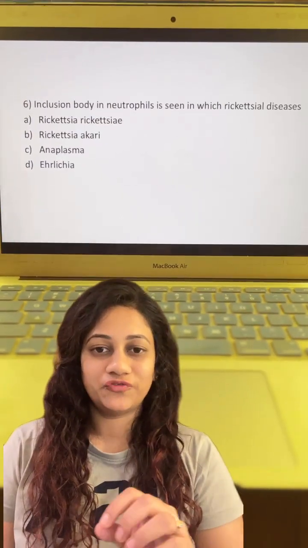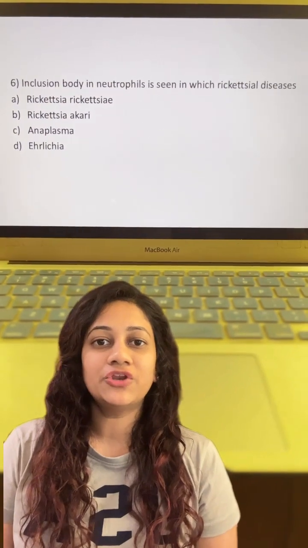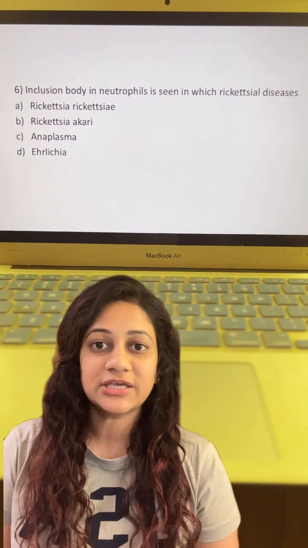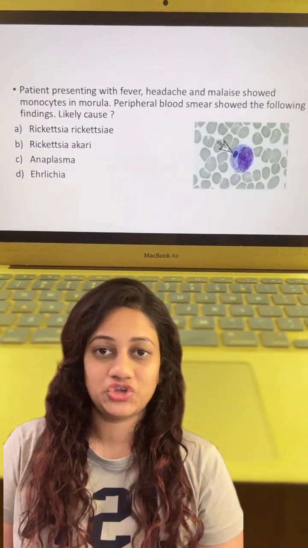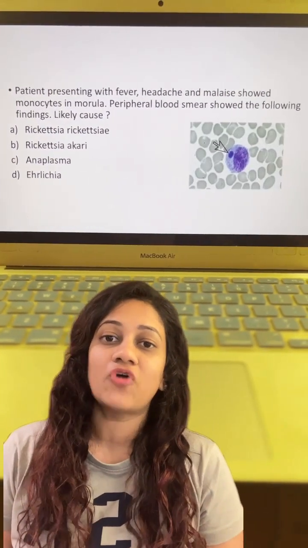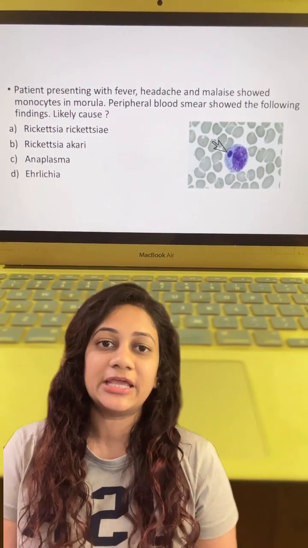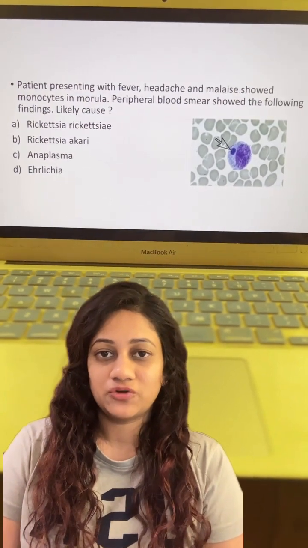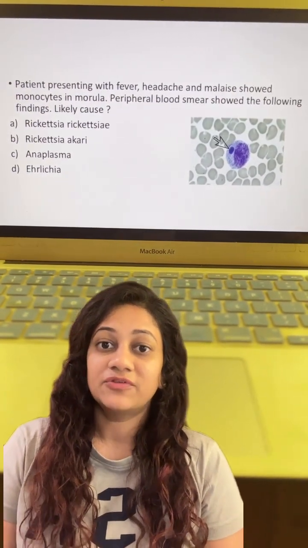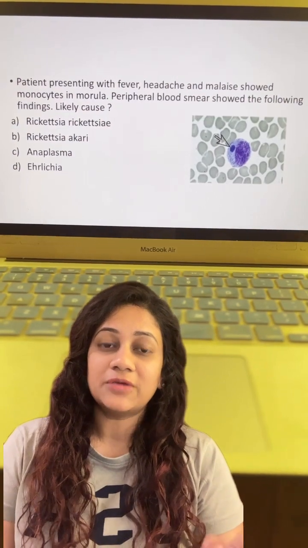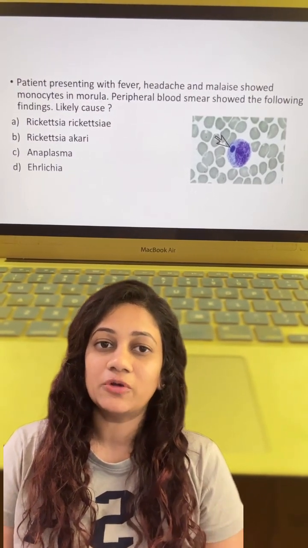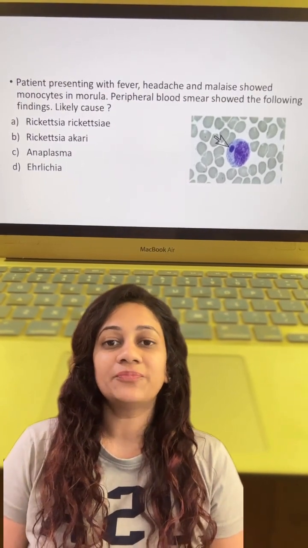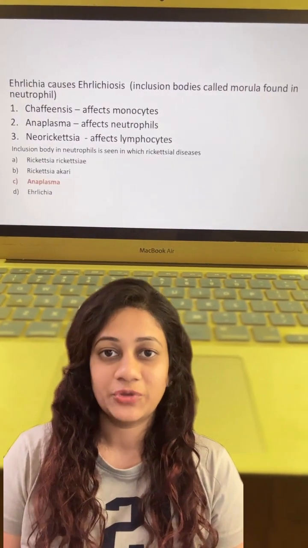This next question is very interesting. Inclusion body in neutrophils is seen in which Rickettsial disease? Options are Rickettsia, Akari, Anaplasma and Ehrlichia. Now this question was asked even in the form of a patient presenting with fever, headache, malaise, showing monocytes and morula. It's just that in the previous question it was neutrophils and here it's monocytes with the same options. There's an arrow in the image which is pointing out that particular morula, and they are asking what is the likely cause.